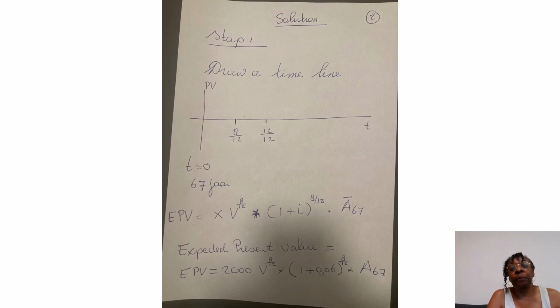At t is 0, the person, Carol, is alive. She has the age of 67 years. That I call the present value. And further on the timeline, the payment is made after 8 months. And that is 8 over 12. And further you see 12 over 12, which is exactly 1 year.